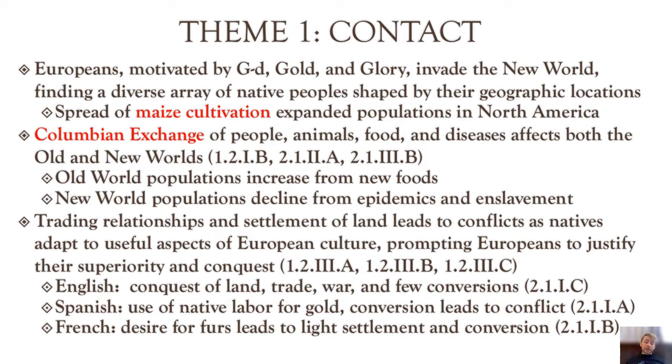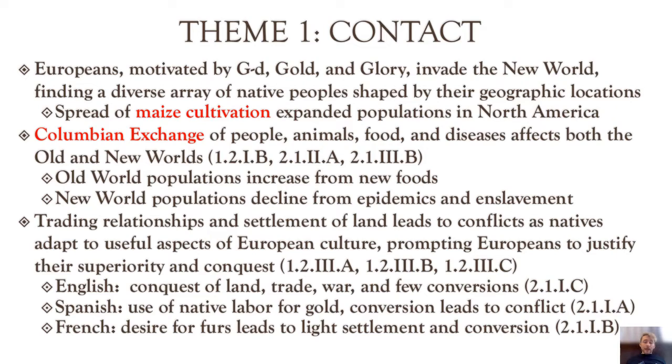The first theme that pulls periods 1 and 2 together is the theme of contact. And that is the contact between Europe, the Americas, and Africa, the collision of these three worlds, old worlds and new worlds. As Europeans are leaving Europe, searching for glory in exploration, for national pride, for riches and resources in the form of gold and silver, and also to further their religions, Protestant and Catholic, they end up invading the New World.